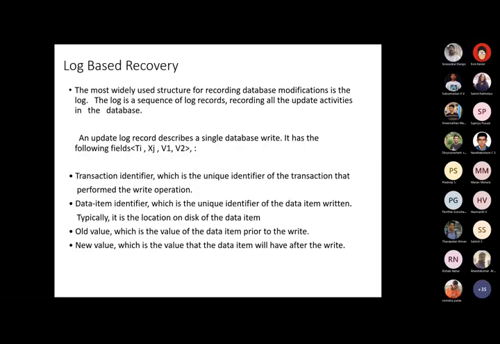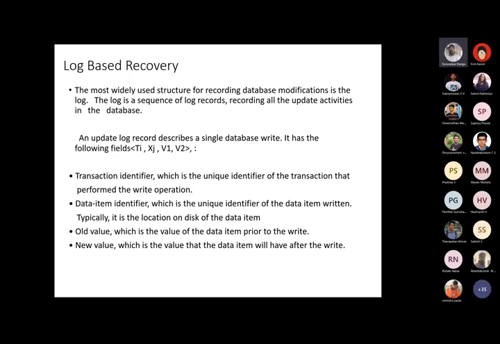So the thing you need to know is the syntax of a log record: TI, XJ, V1 and V2. TI is the unique identity of the transaction that performs some read or write operation. XJ is the data item on which you are going to perform the write operation. We are going to record only the write operations. TI is the unique transaction ID of the transaction that performs the write operation, and XJ is the data item on which we perform it.